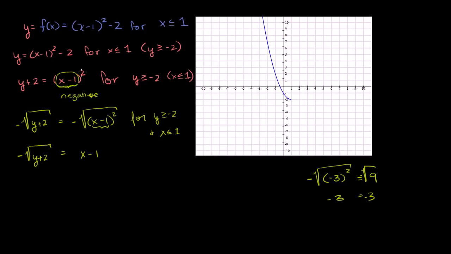Hopefully that doesn't confuse you too much. We just want to get rid of this squared sign, and we want to get the negative version. We don't want the positive version, which would have been 1 minus x. So here, we now just have to solve for x.